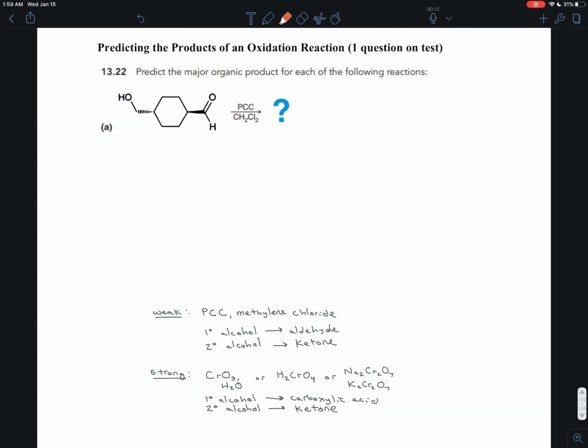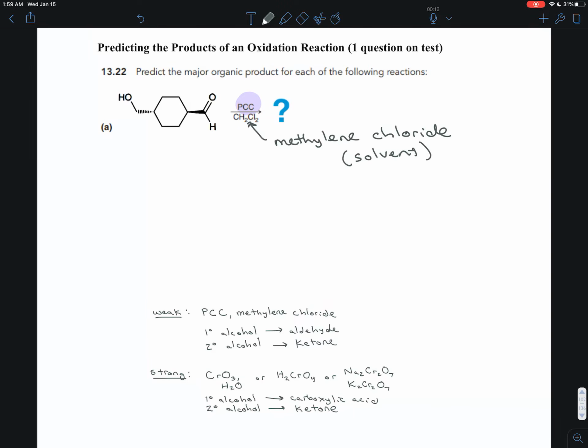Well, what we have is PCC. And what you'll notice, the CH2Cl2, that is methylene chloride. We talked about that in a previous video. That's the solvent here, so that you don't have to use water, because it's the absence of water that prevents PCC from oxidizing primary alcohols all the way to carboxylic acids. It's because there's no water that you stop at the aldehyde. So what PCC is going to do is oxidize primary alcohols to aldehydes, and it won't do anything to aldehydes. It won't oxidize those further.